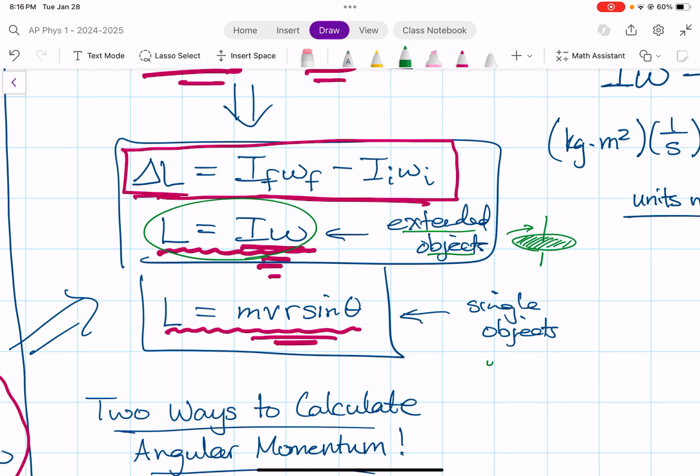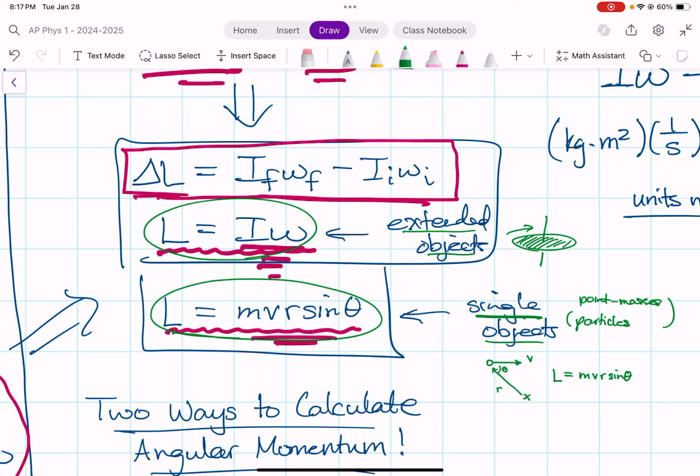If we're just talking about a particle that's flying through the air at some velocity, and we have some sort of center of rotation, we call this the position vector, r, and this would be theta. We would just want to calculate L equals mvr sine of theta. So essentially, if you're dealing with single objects, namely particles or point masses, in general, you want to use this equation.